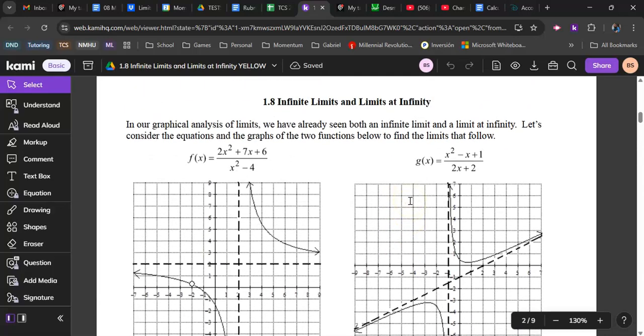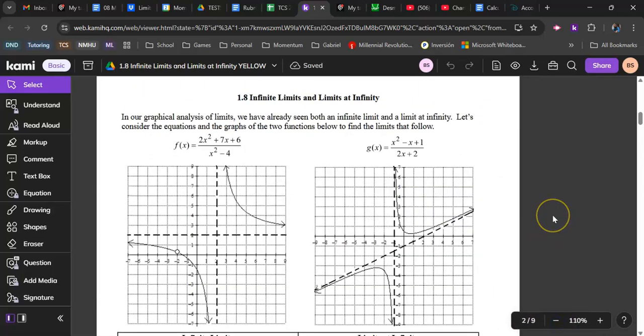All right, so here we are. So guys, we're going to talk about infinite limits and limits at infinity. We've already done these. They're not new. We're just going to focus on them and make sure you understand them now. So we've already talked about them. Like I said, it won't be anything scary.